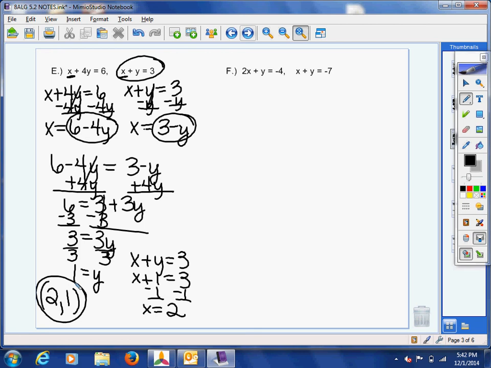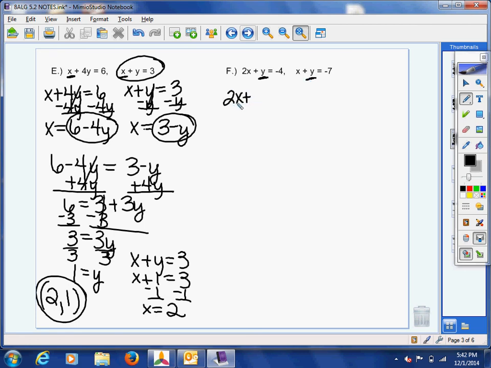Now f, both of them are in standard form, but like I told you previously, when I want to do substitution and I need to rearrange, I'm going to look for the variable in both equations that has a 1 in front of it, if possible. Sometimes that's not possible. Well, there's a 1 in front of the y, and there's a 1 in front of that y. So I'm sold. We're going to solve for y in both.